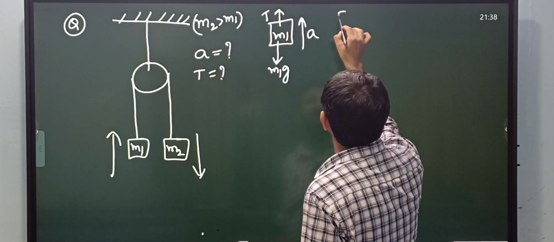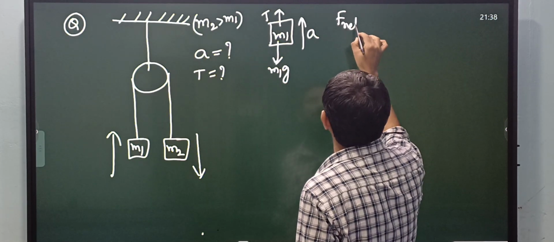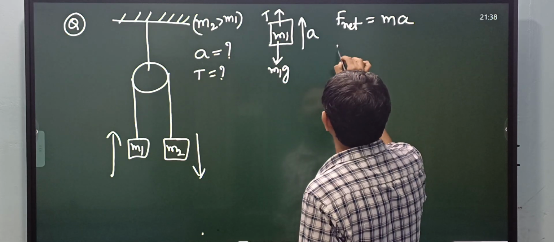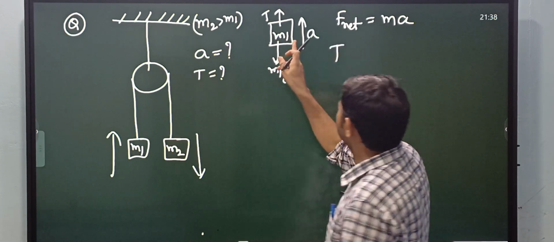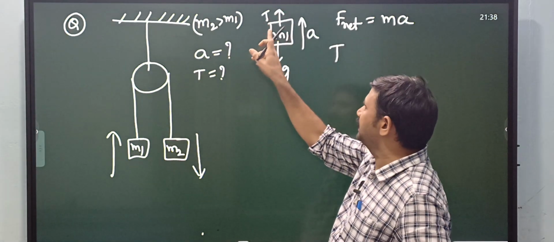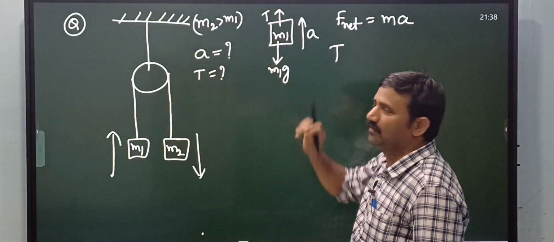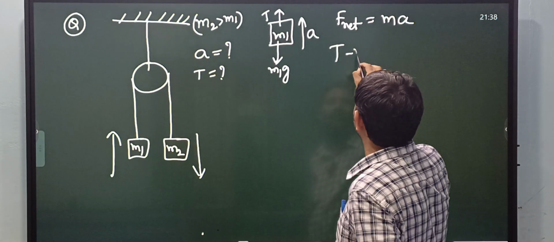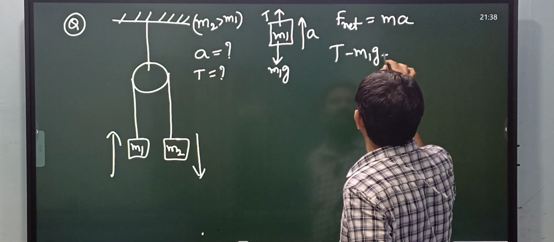So apply Newton's second law of motion. What is Newton's second law of motion? F net is equal to mass into acceleration. What is the net force? Upward, because the body is moving in the upward direction, so the upward force is greater than the downward force. So T minus m1g is equal to m1 into A. This is equation number 1.